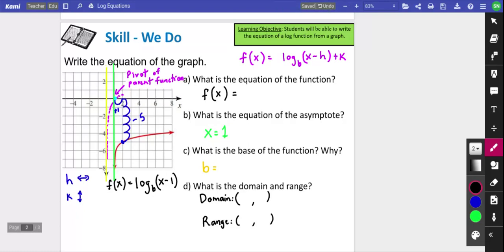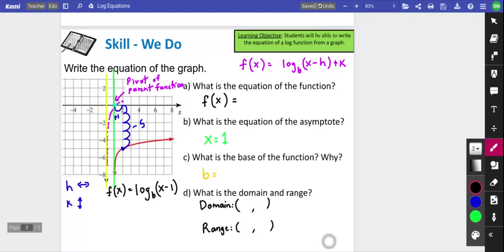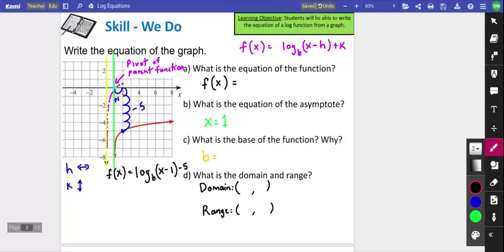Then we have to do the k. k does not change signs. Since we move down, that would be a negative 5. We have to put minus 5. Now we need to find another point on the graph and then use that point to determine the rest of the equation.